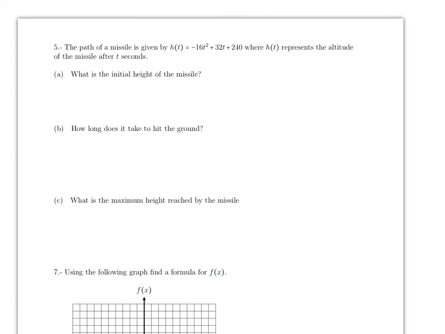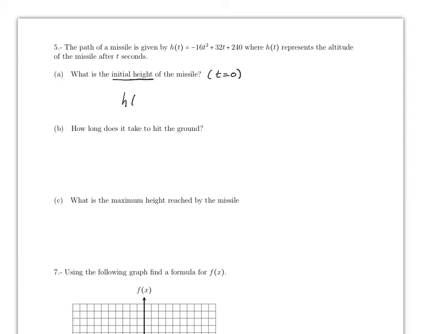In number 5, you are given this function, which represents the height of a missile at time t, or the altitude at time t, where t is in seconds. Part A is the easiest of this problem, because all you have to do is plug in t equals 0. Why? Because initial height means what is the height when t equals 0.